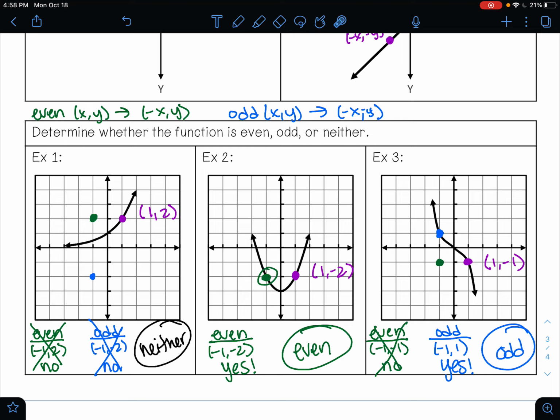So if neither of the rules work, then it's neither. If you are able to apply this rule, that makes it even. And if you are able to apply this rule, then it is odd.